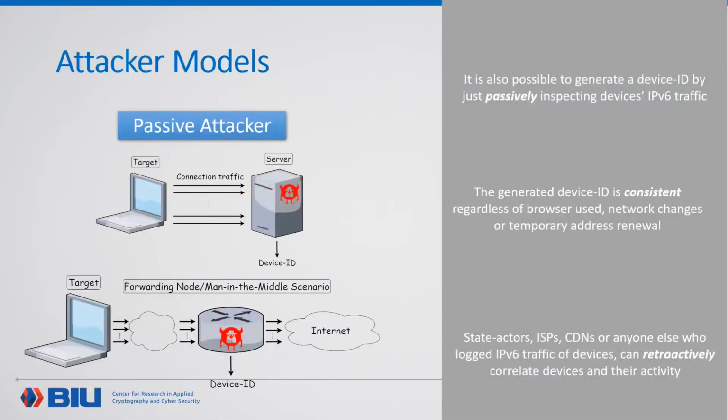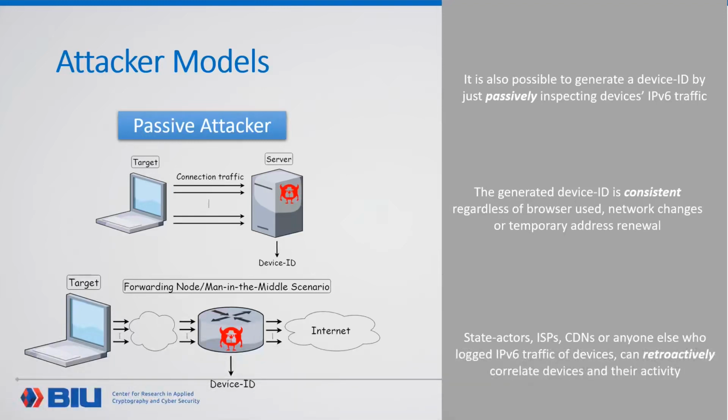Another possible attacker model is a passive attacker. This attacker is only able to inspect packets and doesn't have the ability to trigger specific traffic from the client. One example could be a server that just inspects its usual IPv6 traffic with a client, or a forwarding device that acts as an eavesdropping man-in-the-middle attacker. We showed that it is possible to generate a device ID by just passively inspecting IPv6 traffic.